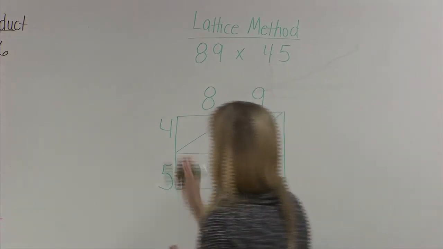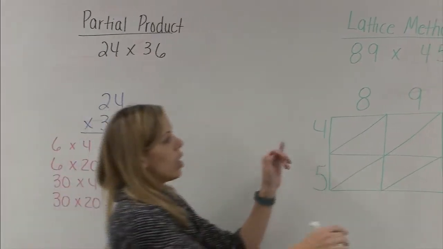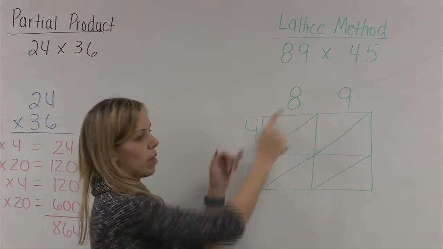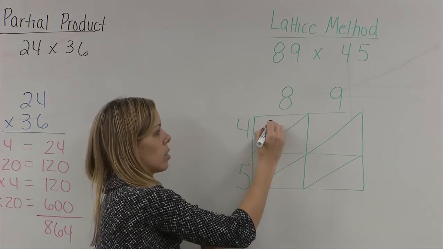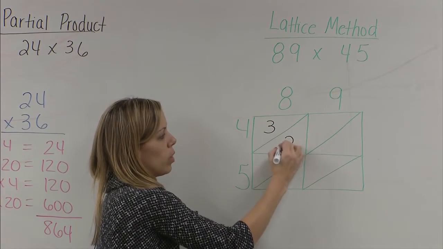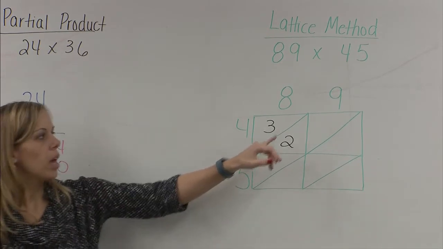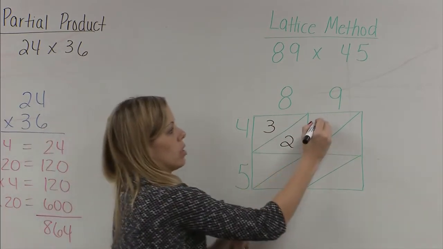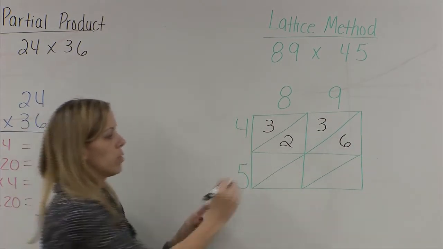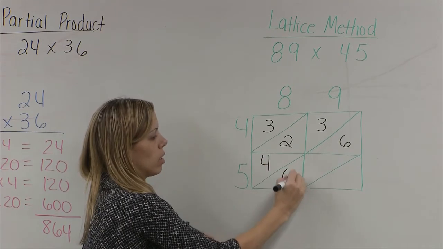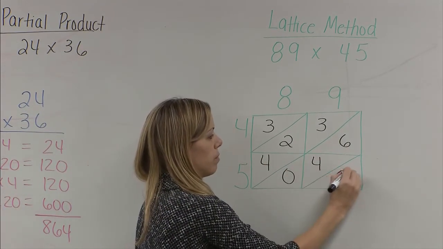And so from there, we multiply each separate number. So I'm going to do 4 times 8, which is 32. And so if something's in the tens column, it's going to go on top, and then the ones column goes on the bottom. So I would write it like this, 32. And then 9 times 4 is 36. And then 8 times 5 is 40. And 9 times 5 is 45.